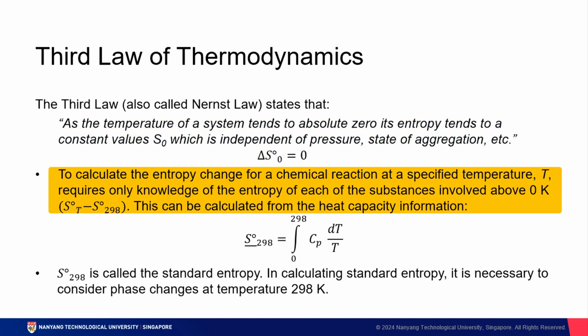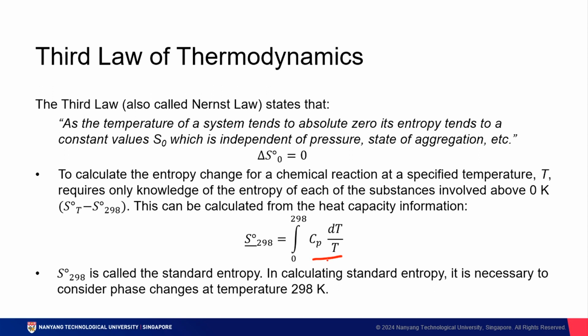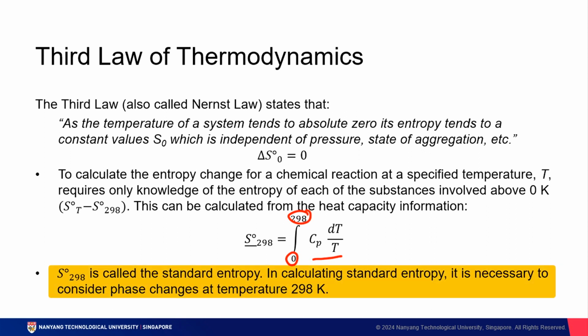To calculate entropy change for a chemical reaction at, say, a specified temperature above 0 Kelvin, we only need to know the entropies of a substance above 0 Kelvin. And we can do that by integrating heat capacity, how we calculate enthalpy, from 0 to whatever temperature that we want. Usually, we calculate it all the way to 298 Kelvin, something known as standard entropy. Here in thermodynamics, we consider room temperature as 298 Kelvin.